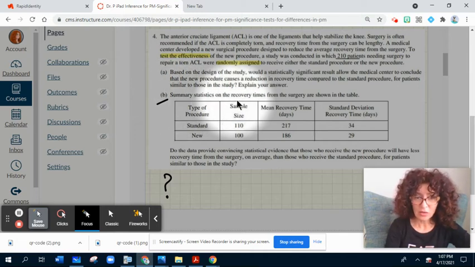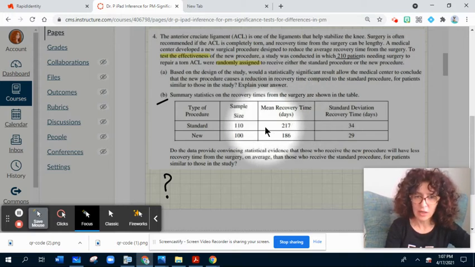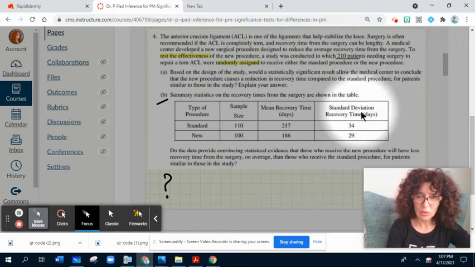Summary statistics on the recovery times from the surgery are shown in the table. So you have two types of procedures, standard and new. The sample sizes are 110 and 100, because remember 210 patients were selected. You have the mean recovery times in days recorded for the standard procedure and for the new procedure. And although it was calculated for you, the standard deviation of recovery time in days for both procedures.